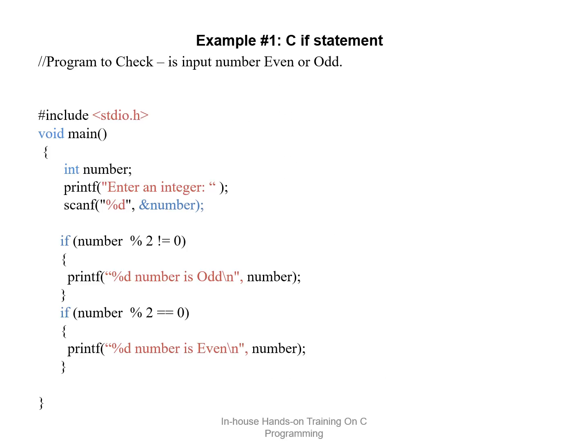We will see one practical example of the if statement. Program to check whether the input number is even or odd. In this program, we will make a small logic. First, we will declare a number, a data, one number, and take input. After getting input, we will check if that number mod 2 is not equal to 0. If it is not equal to 0, then the number is odd. And another if will check whether your remainder is 0. If it is 0, then naturally the number is even.